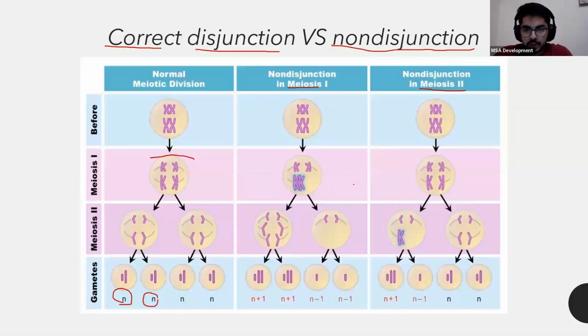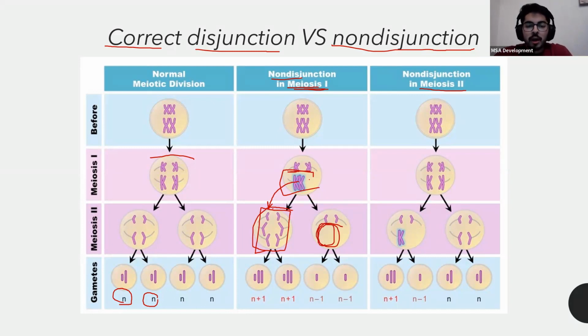Let's see that on the picture again. So let's assume that non-disjunction happened in meiosis 1. So we see that here the two homologous chromosomes should be separated from each other. But here they fail to separate, and both homologous chromosomes go to one side. And so we can see that this cell now has an extra copy of a chromosome, while this cell has a missing copy of a chromosome. So these are aneuploid cells.